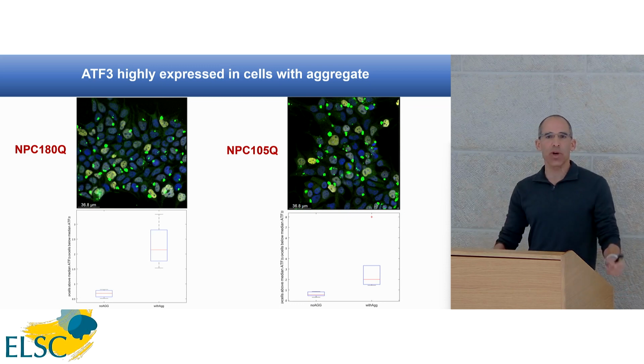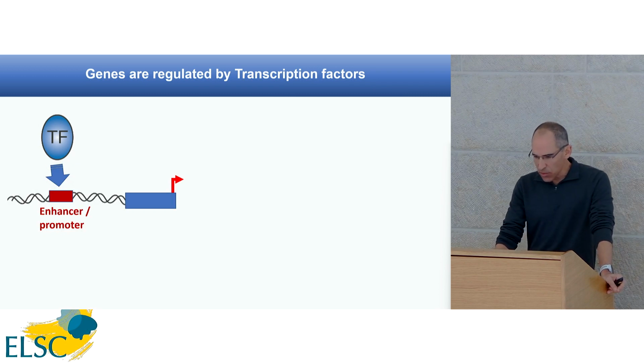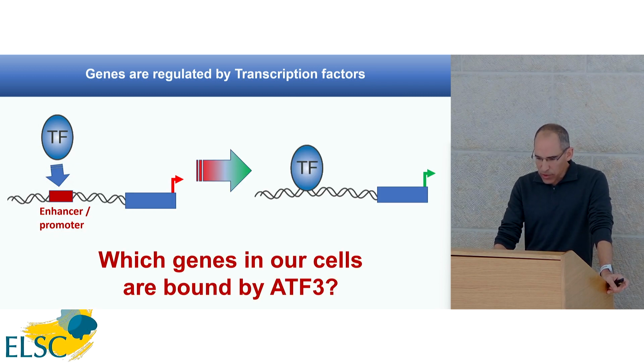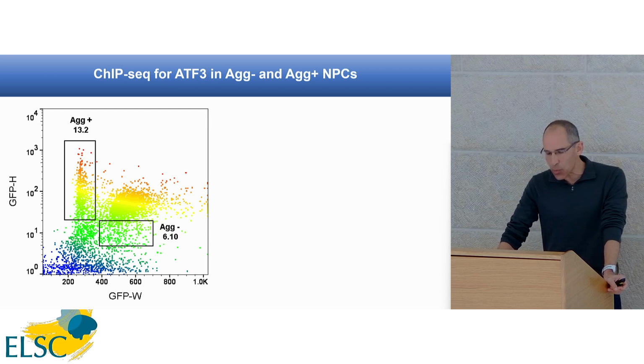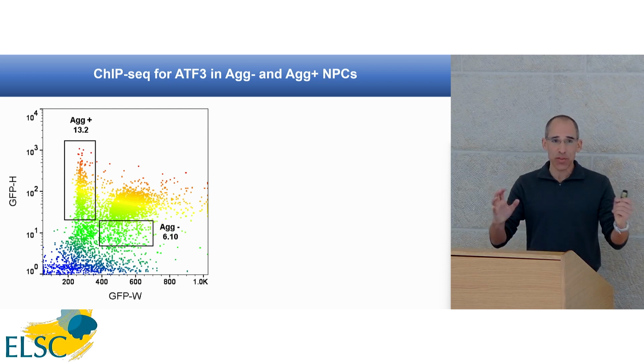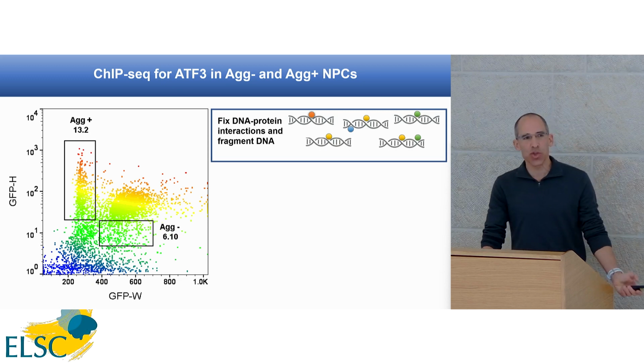So there's really a nice correlation between ATF3 expression and poly-Q aggregates. So we wanted to know which genes in our cells are bound by ATF3. We went back to our system, and voila, again collected cells with and without aggregates. She needed a lot of cells. This took weeks and weeks to collect enough, and then we did ChIP-seq.